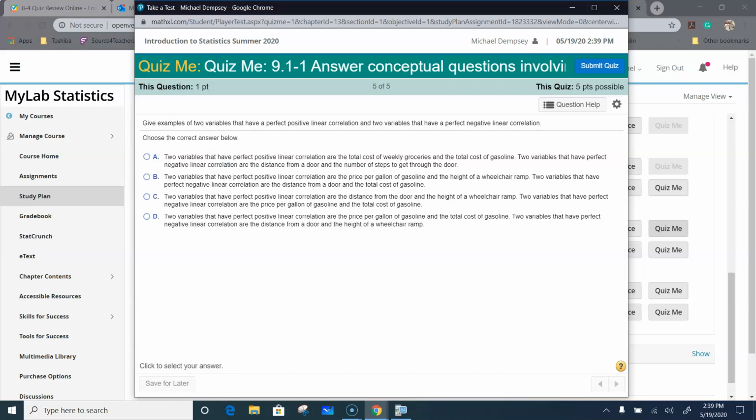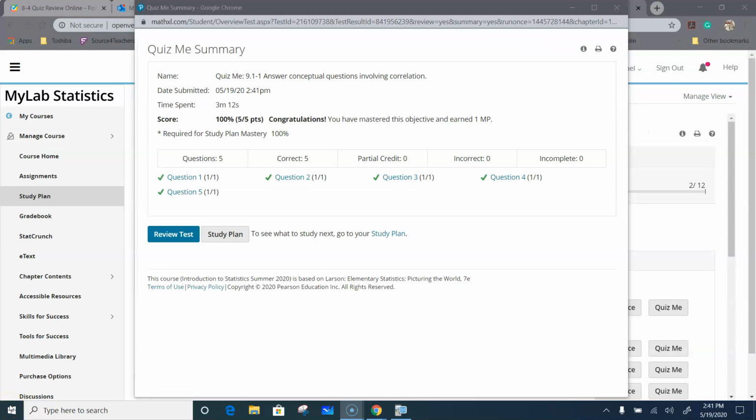Okay, and then give examples of 2 variables that have a perfect positive linear correlation and 2 variables that have perfect negative linear correlation. Okay, so perfect positive correlation definitely would be price per gallon and total cost, right? As one goes up, the other goes up exactly the same. It's just going to be a multiplier by the number of gallons you get. And perfect negative would be the distance from a door and the height of a wheelchair ramp. As one of those goes up, the other one inevitably would have to go down. Okay, and all of those were a perfect score.